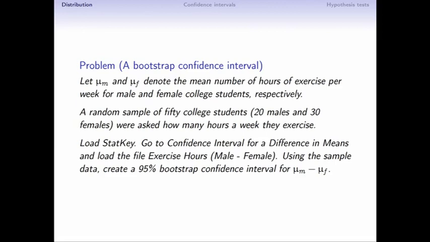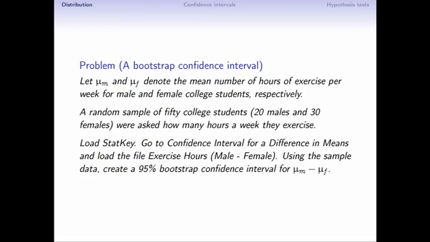So let's take a look at a problem that we could have solved back in chapters 3 and 4, where we just work with bootstrap confidence intervals for a difference in means. Let's look at a typical problem to put this into context. So let mu sub m and mu sub f denote the mean number of hours of exercise per week for male and female college students respectively. So those are parameters that exist within the population of male college students and female college students. All right, now we want to know something about the difference between those exercise hours, about the parameters themselves.